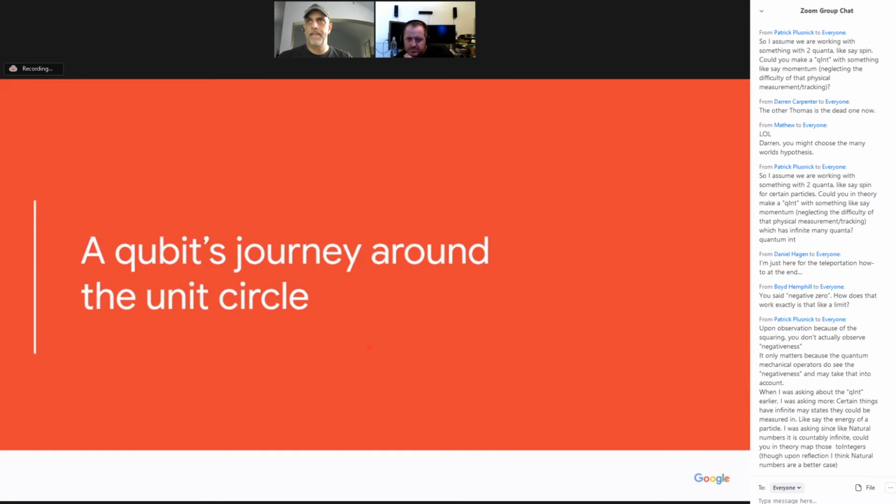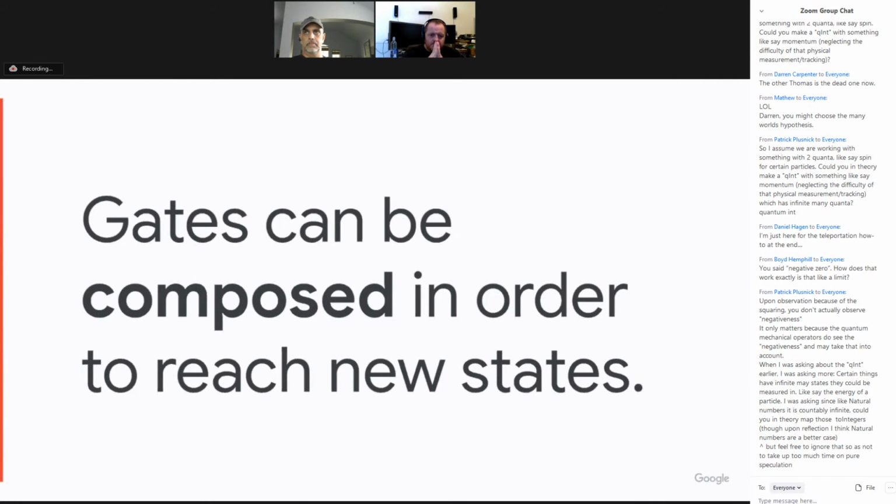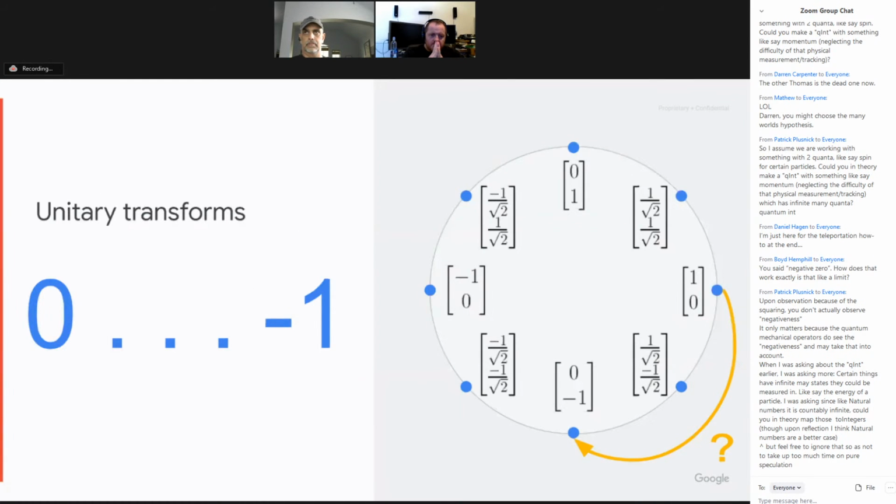Let's put these gates to work. We're going to send a qubit along a journey around the unit circle. Since these gates are just matrices, we can compose them together to create new gates, or we can chain them together in this composition to create some sort of primitive circuit for our qubit. And the composition of matrices is simply matrix multiplication. Let me show you what I mean.